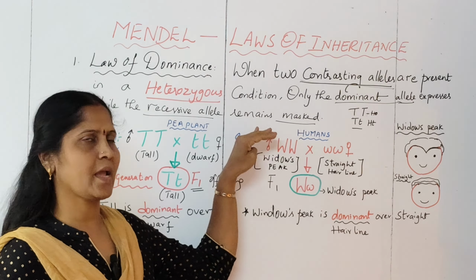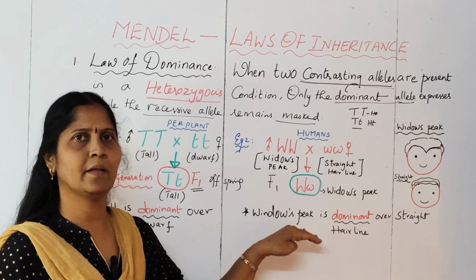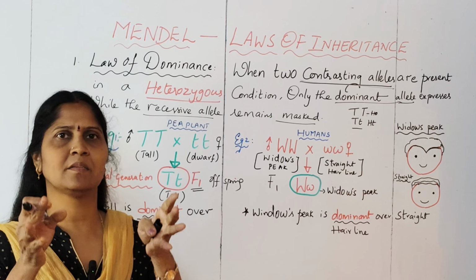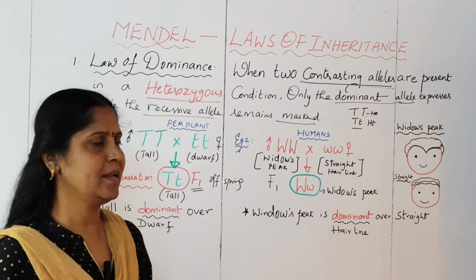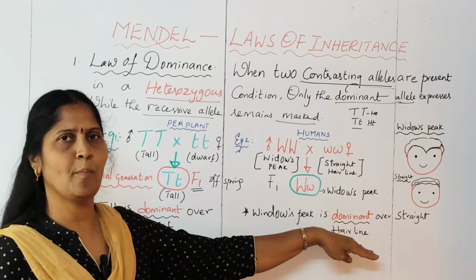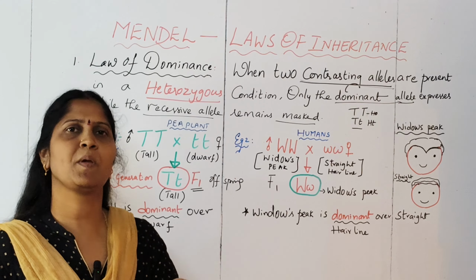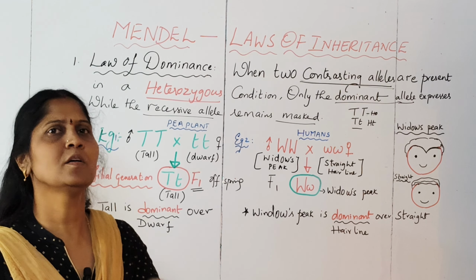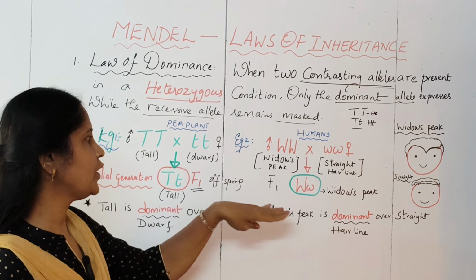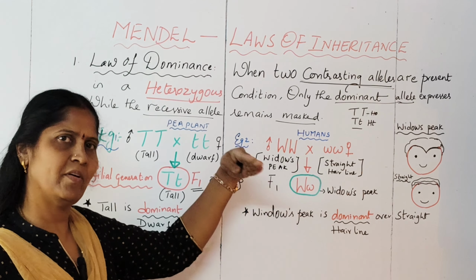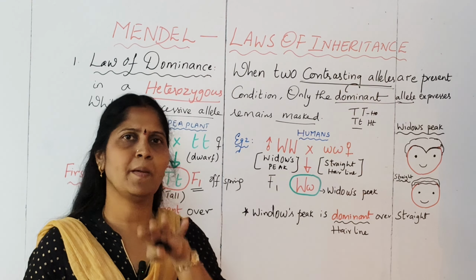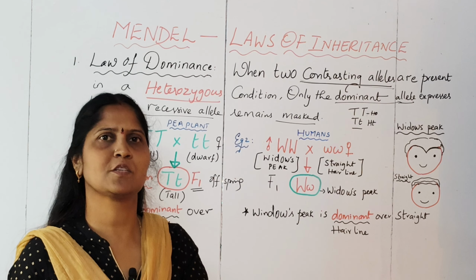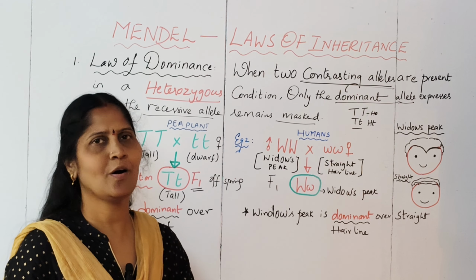So when the child receives a capital W from the father and small w from the mother, overall his phenotype, his hairline appearance, will be that of the widow's peak, which is the dominant character here. Because widow's peak is dominant over the straight hairline, the child in the F1 generation will have the widow's peak hairline. This is what the law means. Contrasting alleles, though present together in the F1 generation, the dominant allele will express itself while the recessive allele will be masked. So hope you understood the first law, and let us proceed and understand the second law of inheritance.